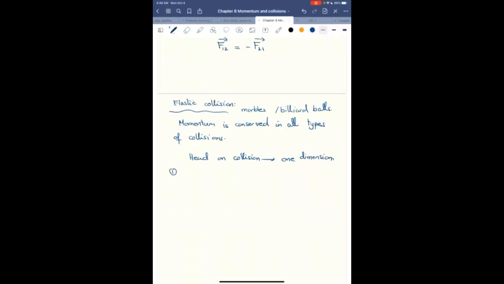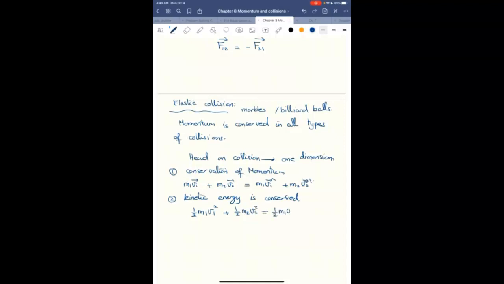Now, first, you should apply conservation of momentum. And this is translated to this equation, m1 v1 plus m2 v2 should equal mass 1 v1 prime plus mass 2 v2 prime. The second one is kinetic energy is conserved, and here it is 1/2 m1 v1 squared, this is the kinetic energy, plus 1/2 m2 v2 squared should equal 1/2 m1 v1 prime squared plus 1/2 m2 v2 prime squared.